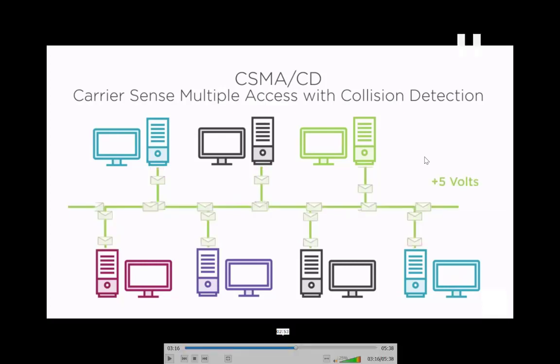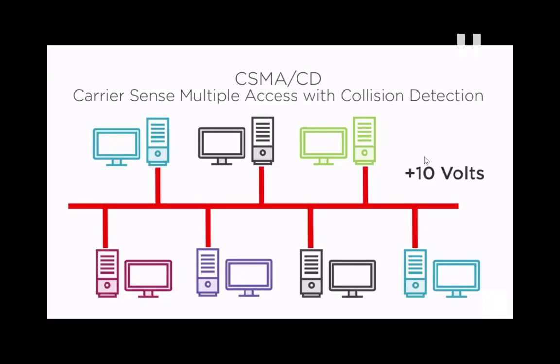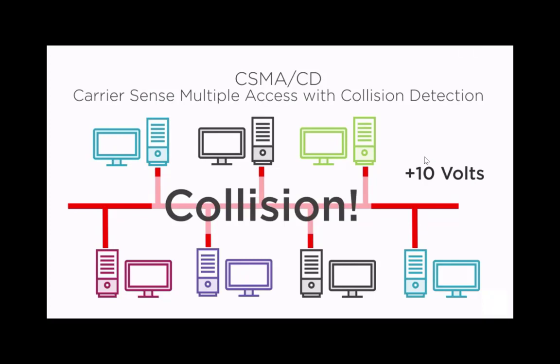Likewise, if the green device wants to send data to other devices, it also puts 5 volts on the wire. So all the devices understand that the medium is busy and wait for their turn. Now let's suppose both devices put 5 volts on the medium at the same time. What will happen? The voltage will add up to 10 volts, and there is a collision. So all the data is lost in this topology.